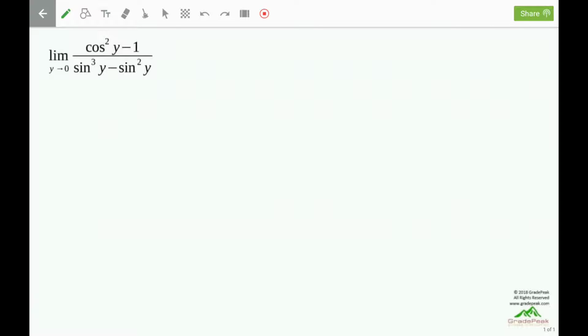Limit as y goes to 0 of cosine squared of y minus 1 divided by sine cubed of y minus sine squared of y. The first thing we're going to do is try plugging a 0 in for each of the y's. That will give us the cosine of 0 squared minus 1 divided by the sine of 0 cubed minus the sine of 0 squared. The cosine of 0 is a 1 squared minus 1. The sine of 0 is a 0 cubed minus a 0 squared.